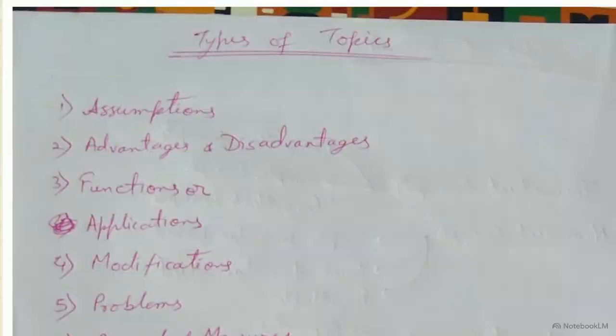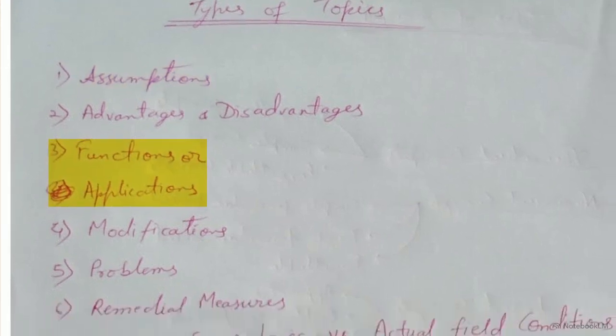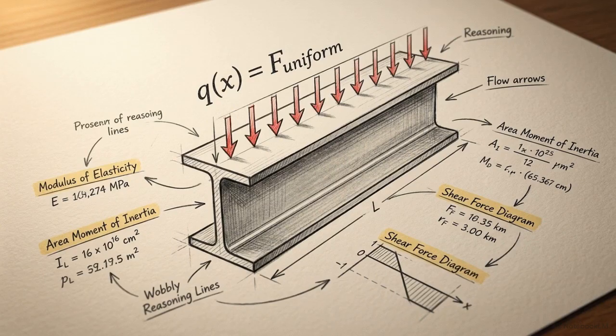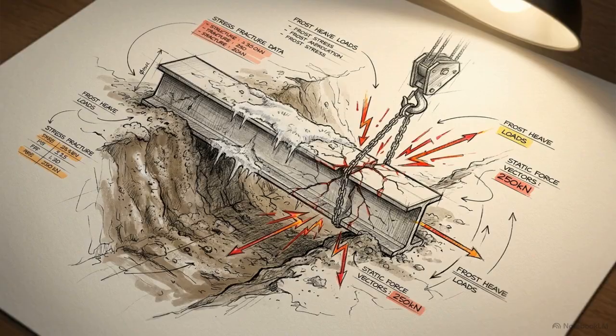Based on this topic list, the life cycle of any concept starts by defining its base assumptions, followed immediately by its primary functions or applications. This forces you to confront the conflict between textbook theory and reality, weighing common-sense logic against actual field conditions. A structural beam might behave perfectly in a frictionless theoretical math problem, but unpredictable temperatures, material flaws, and dynamic loads change all the parameters on site.